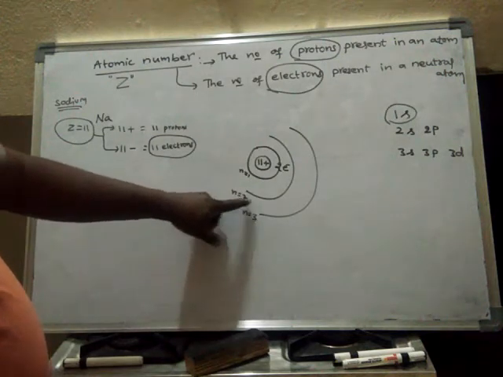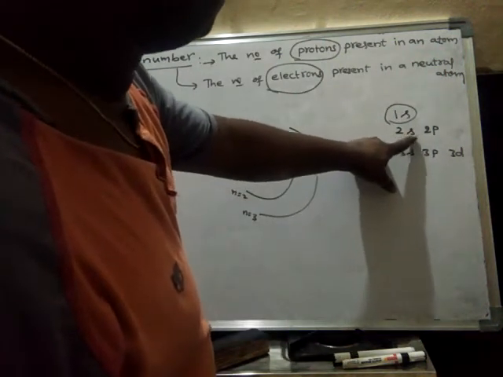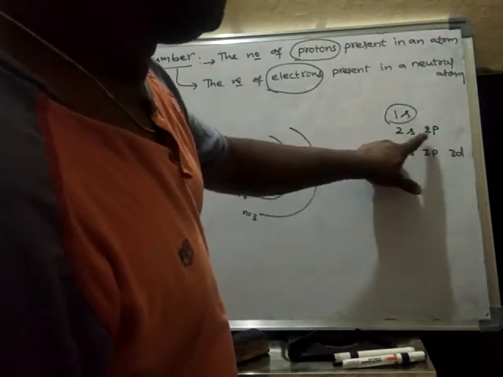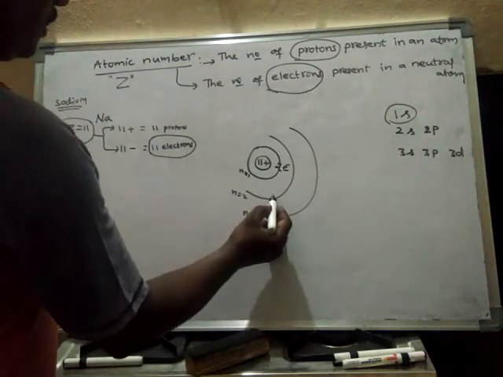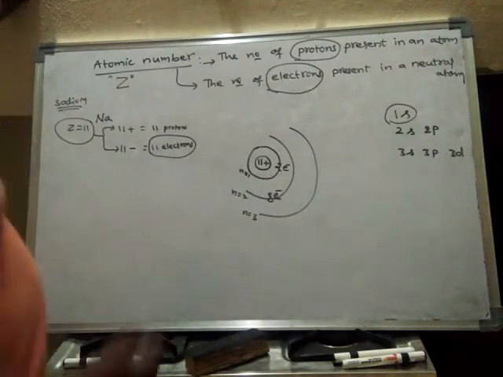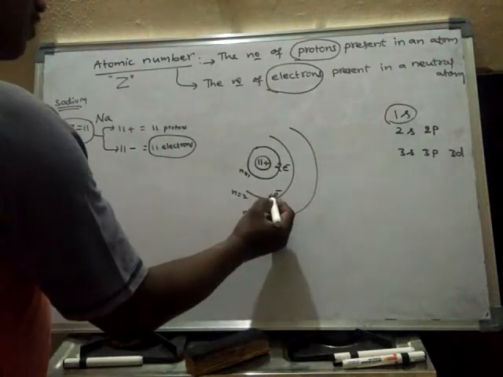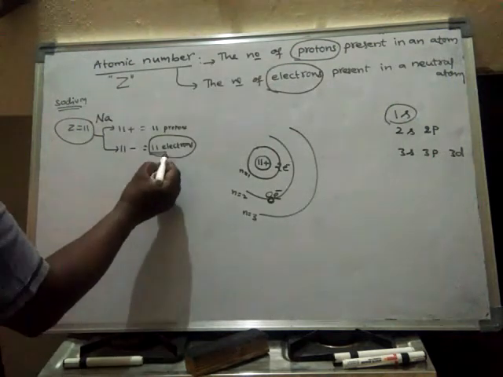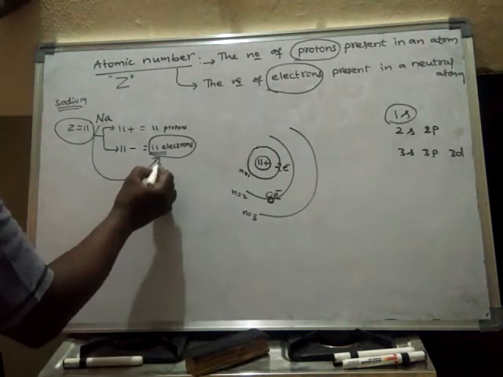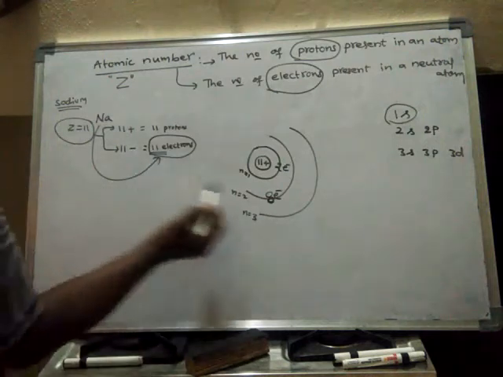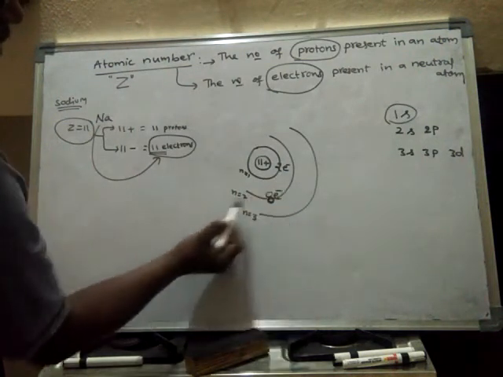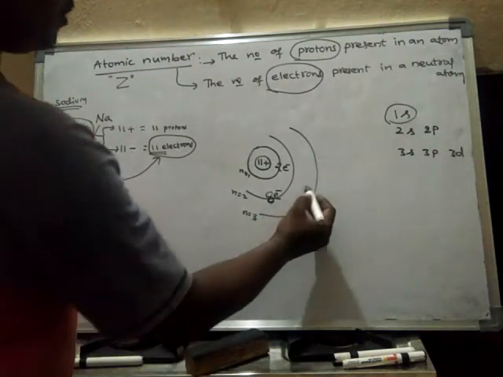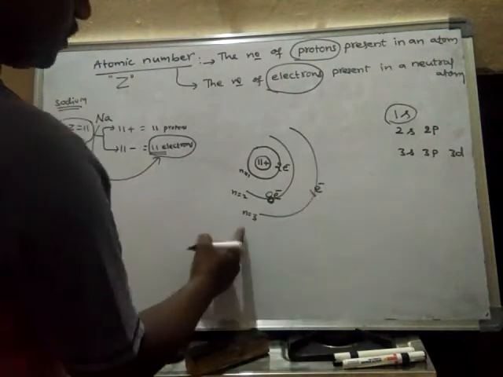Now the second orbit: how many electrons does it have? s contains 2 electrons, p contains 6 electrons. Altogether 2 plus 6, 8 electrons. So the second orbit contains 8 electrons. Altogether there are 11 electrons in the sodium atom. Out of 11, the first orbit has 2 and the second orbit has 8. So how many electrons are left over? Only 1 electron, and that electron is present in the third orbit.